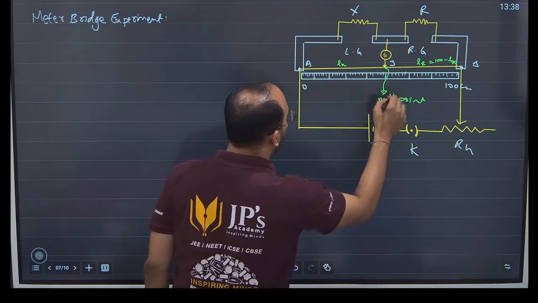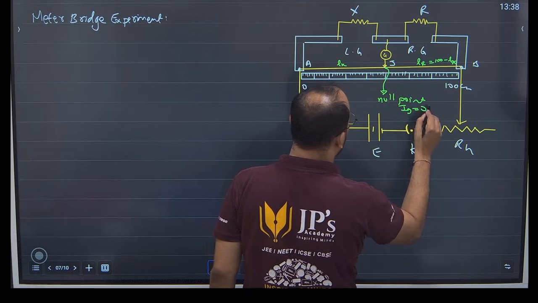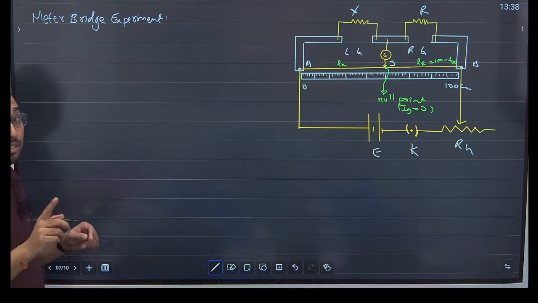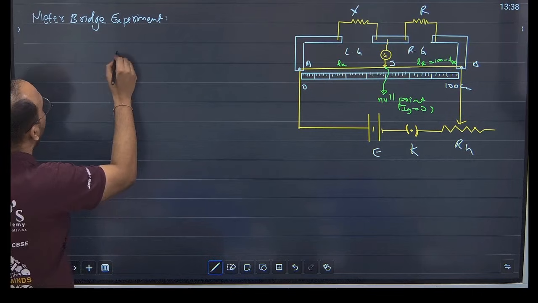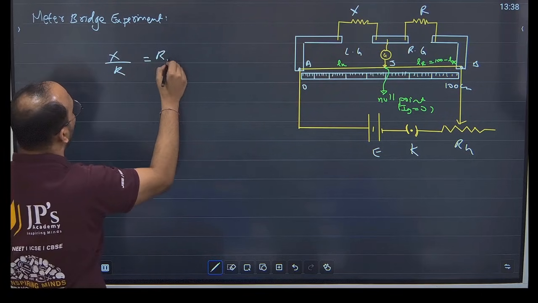If there is no, this is a null point, this basically means for us that Ig is 0, there is no current in the galvanometer. अगर Ig 0 है तो ब्रिज बैलेंस है, अगर ब्रिज बैलेंस तो what can we write? We can write X upon R should be equal to resistance across Lx.